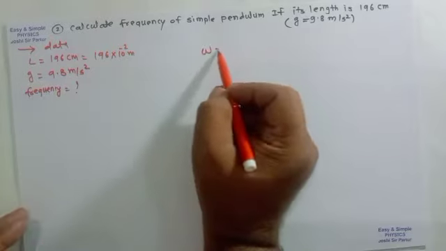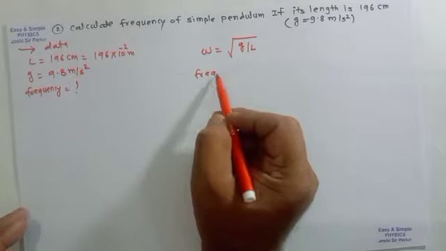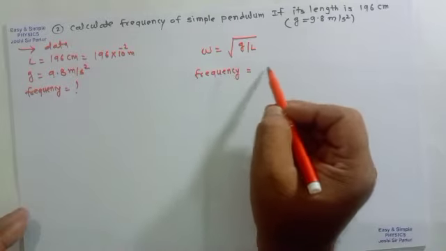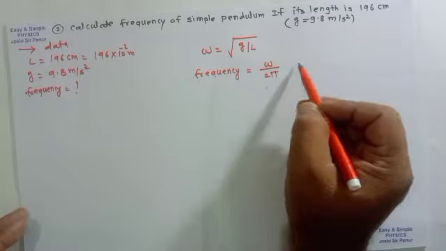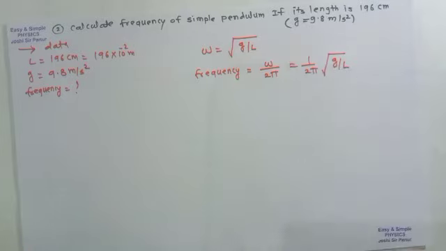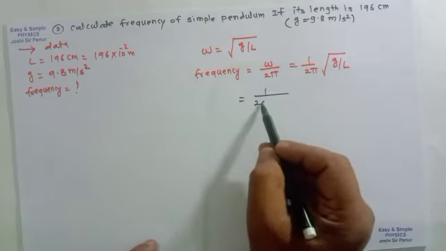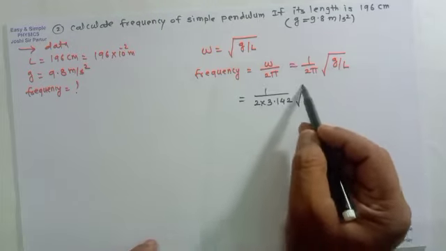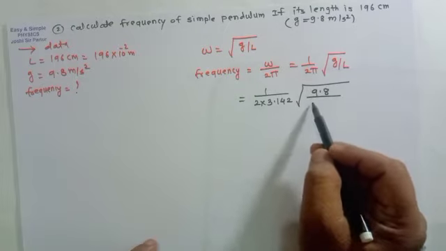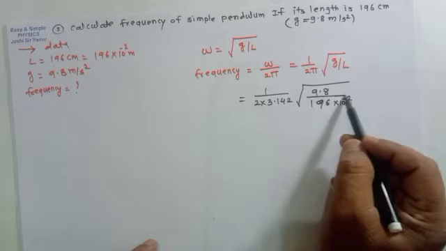So here omega has value square root of g upon L, frequency is equal to omega upon 2 pi, which is 1 upon 2 pi square root of g upon L. If we substitute the values, we get 1 upon 2 multiplied by 3.142 square root of 9.8 divided by 196 into 10 to the power minus 2.